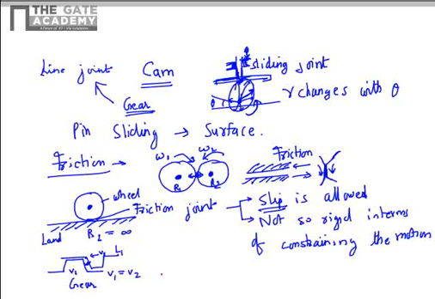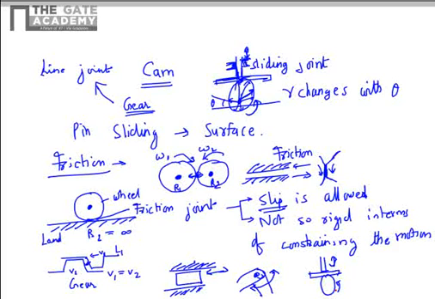If you see the sliding joint, it is a completely slipping kind of joint. Here complete slippage is allowed. There is no constraining between the two components. These examples that you see here are various kinds of joints.